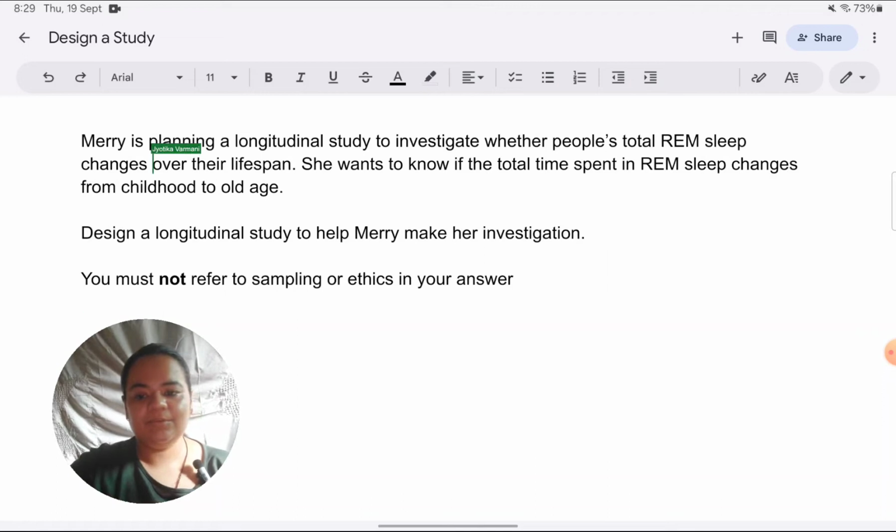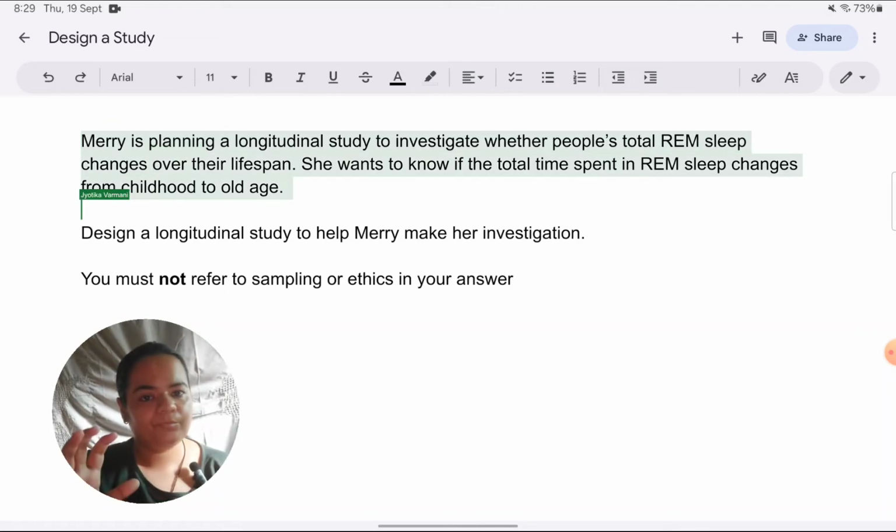On the screen, you have a scenario for a longitudinal study. So this is the typical way in which the question comes on paper 2. The first thing to do when the question comes is to read the question carefully. So I'm just reading out the question, read it with me, and keep in mind exactly what is required in this question. This might seem very obvious, but you need to read the question very carefully.